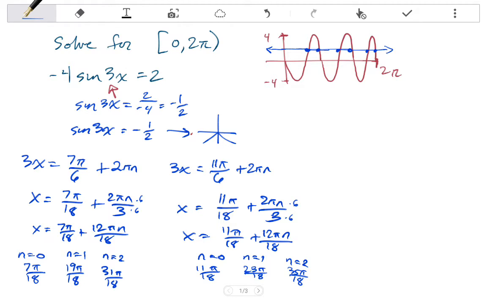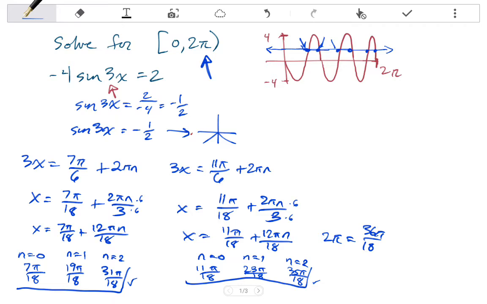Okay? Now, one thing you want to be aware of is that you have a domain restriction from 0 to 2 pi. So we want to make sure that we do stop right before we hit 2 pi. Now 2 pi is equivalent to 36 pi over 18, so just make sure you don't go beyond 36 pi over 18. And it looks like all of these answers are within 0 to 2 pi. So notice here we have 1, 2, 3, 4, 5, 6 answers. Those are going to be your 6 answers that relate to each of these spots right there.